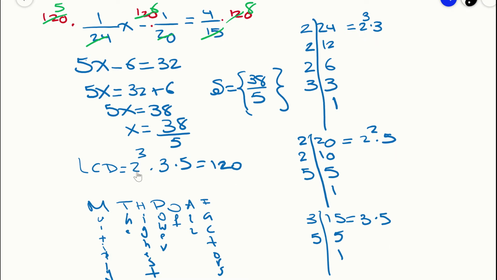And so therefore, we simply pick, of all the powers of 2 that we see, we pick the highest one, which is 2 cubed, right? Of all the powers of 3 that we see, we pick the highest one, which is 3. And of all the powers of 5 that we see in all the factorizations, we pick the highest one, which is also just 5. So we multiply that out, 120. The beauty of 120 is that it is the smallest number that all 3 of those denominators go into.